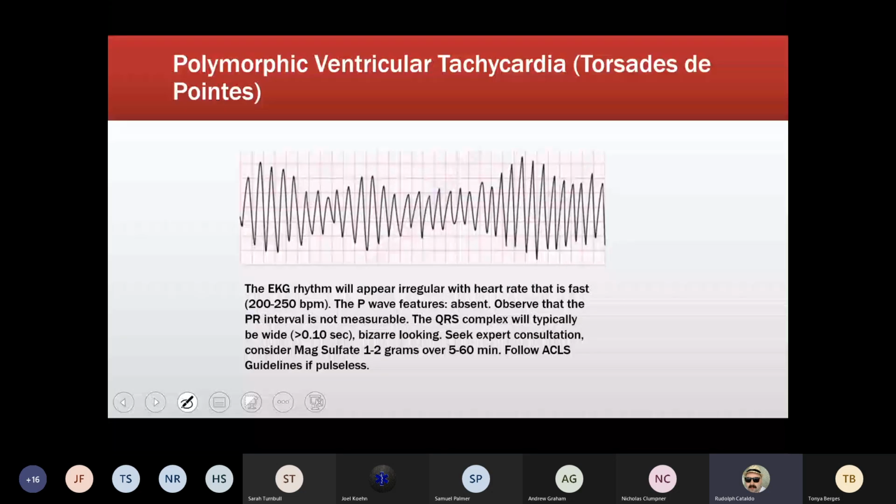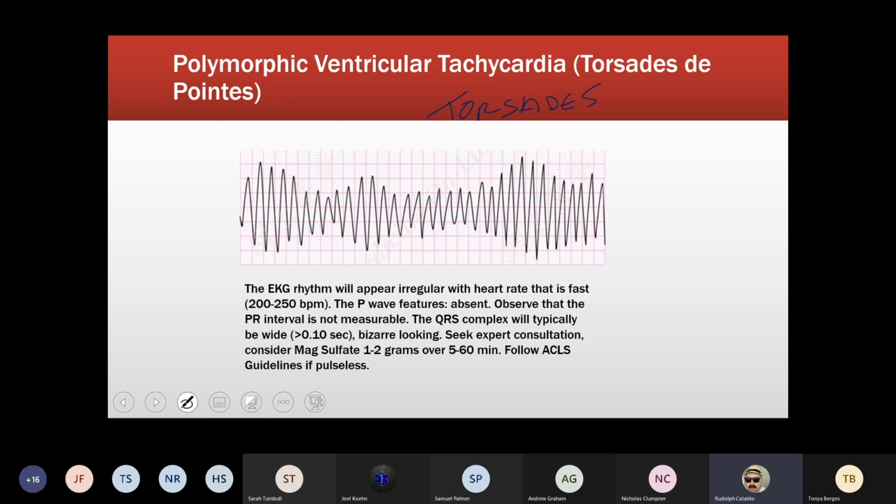So we had monomorphic, mono meaning one. We can also have polymorphic VTAC, otherwise known as torsades de pointes. That is French for twisting of the points. You might honestly just hear this called torsades. Torsades is a very unique rhythm, and it's not a very common one. But this is a cardiac arrest rhythm. The patient will not have a pulse in torsades.